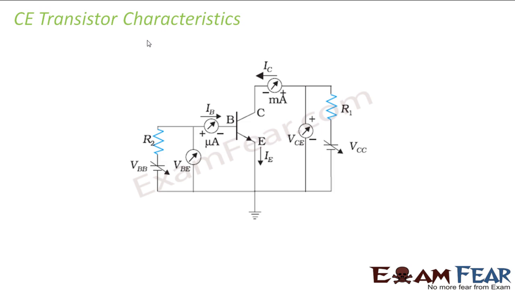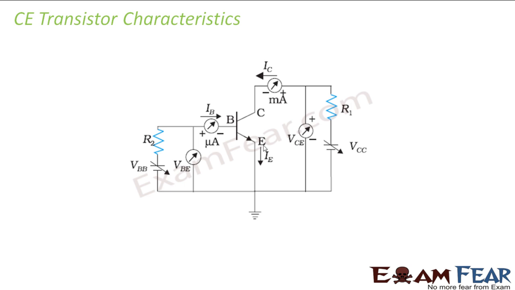So let us look at the common emitter transistor characteristics. Now we will talk about some of the characteristics of the transistor. Just now I told you that whenever we talk about connecting a transistor in a circuit, we need to see where the input is applied to the transistor and from where we get the output. So transistor characteristics basically consist of the input characteristics as well as the output characteristics of the transistor. We will discuss both.